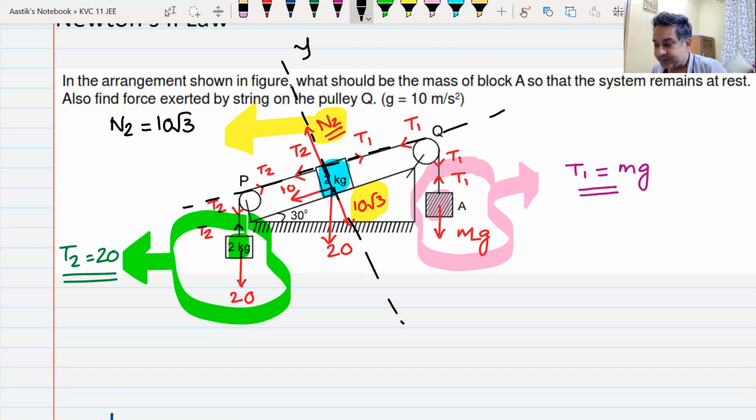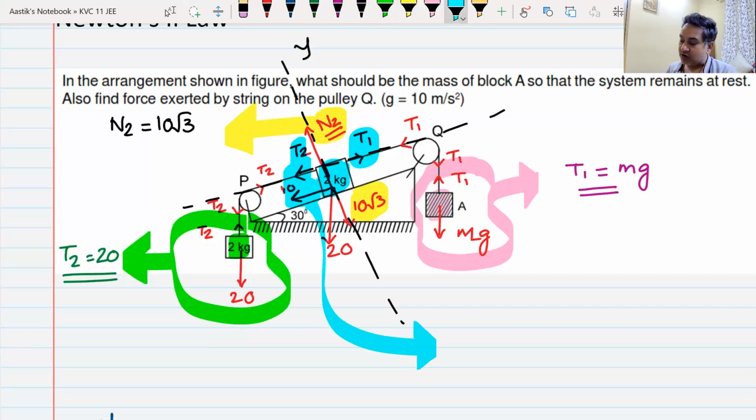Now let us look at the x-axis equation for this block. Let me color it with blue color. Here we have T1 in the upward direction, T2 in the downward direction, and we also have 10 in the downward direction. So what will be the equation for this block? The blue thing: T1 upwards should be equal to T2 plus 10. Do we understand this?